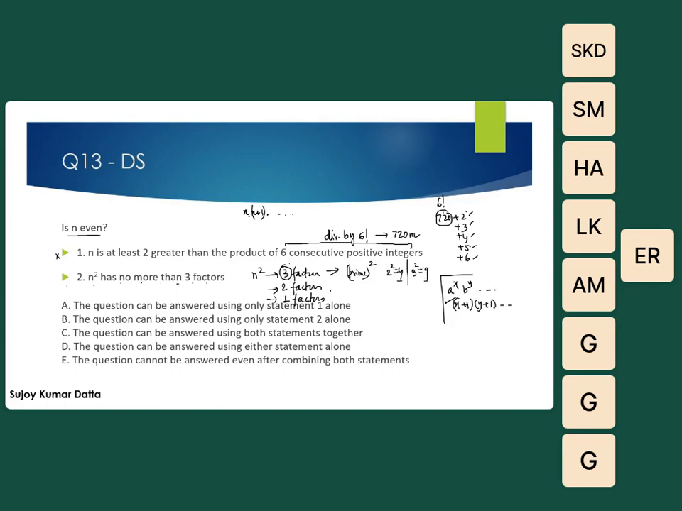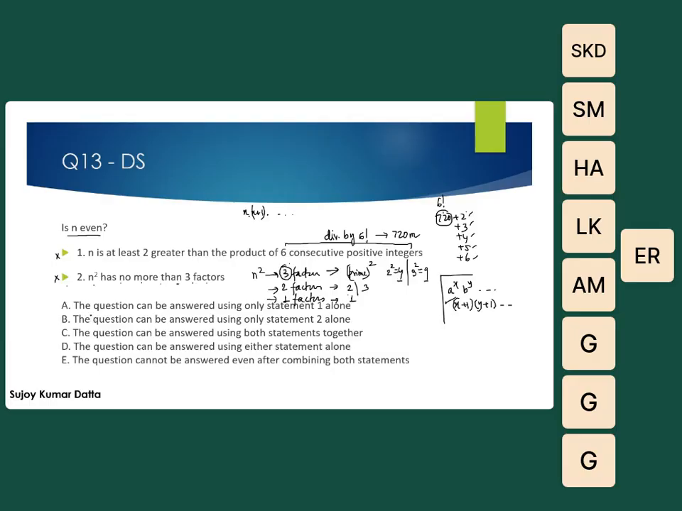If it has 2 factors, it's a prime number itself, because only prime numbers have 2 factors. It could be 2 itself, which is even. It could be 3, which is odd. 1 factor has to be 1 itself, can't be anything else. 1 is the only number that has 1 factor, which is odd. So even or odd, can't say. So individually, both of them failed.